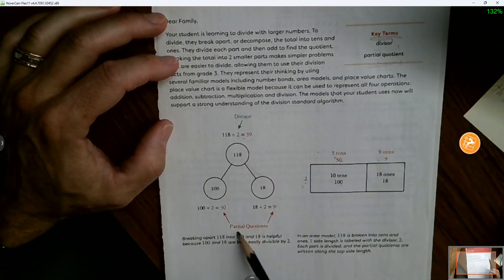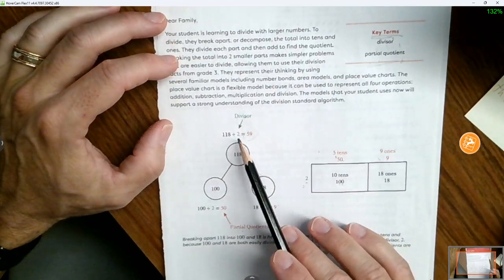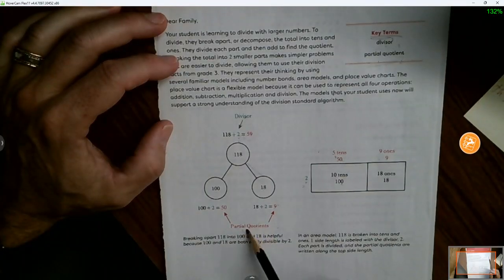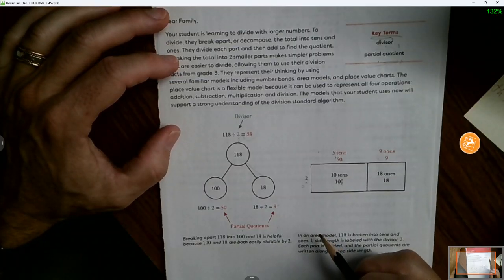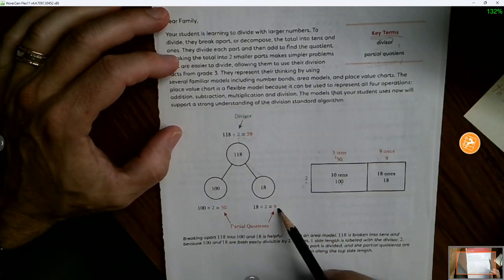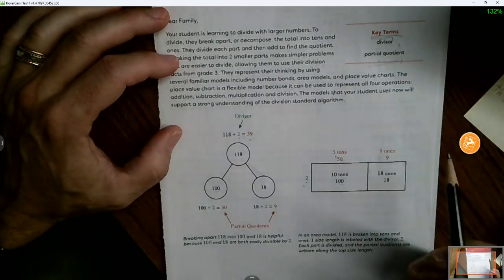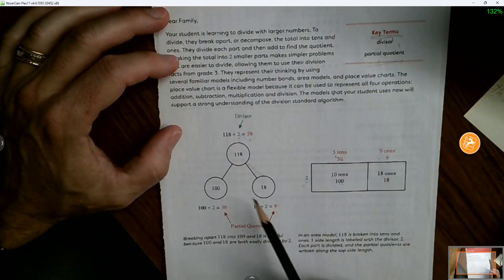Our partial quotient is at the bottom. We had a divisor, which is the number we're dividing by. We have our partial quotient at the bottom, which is just our answer broken into two parts. That's why it's partial, because it's parts. Remember, partial means parts. Quotient is the answer to a division problem. So this is the parts of the answer to our division problem. To get our full answer, our quotient, we just add the 50 plus the 9 to get 59. So the two partial quotients go together to make 59.